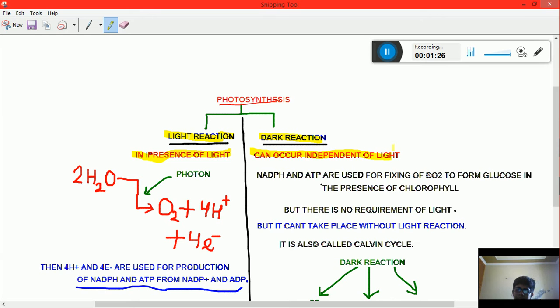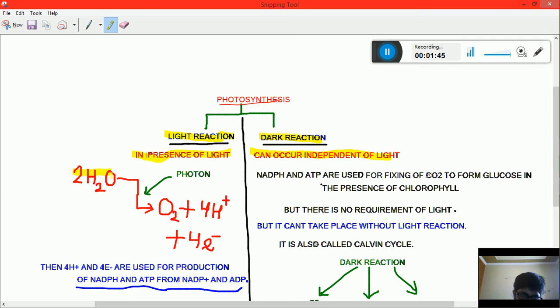So let's study the light reaction. What happens in the light reaction? Basically, the light reaction is a preparatory method. In the light reaction, the things are prepared that will help in the production of glucose, and mainly the production of glucose occurs in the dark reaction. So what happens in the light reaction?